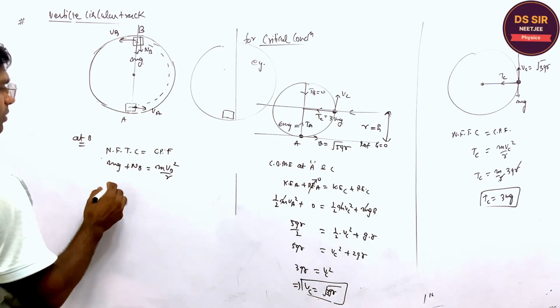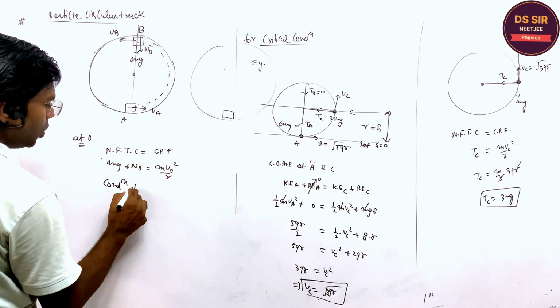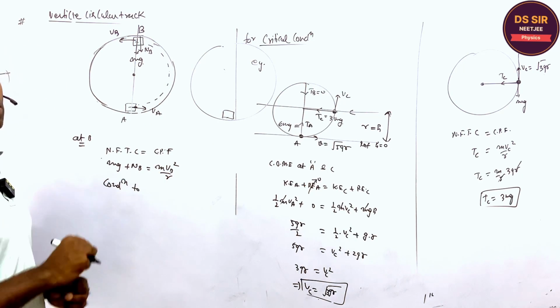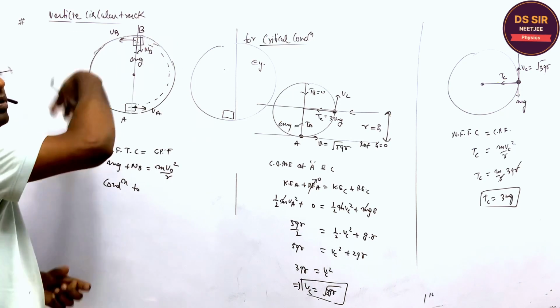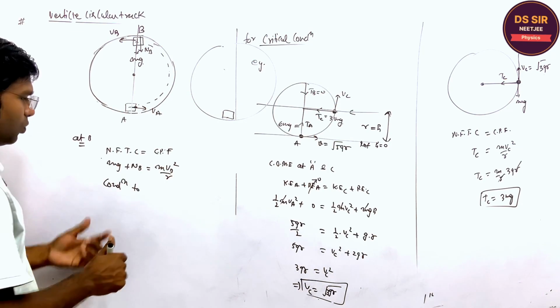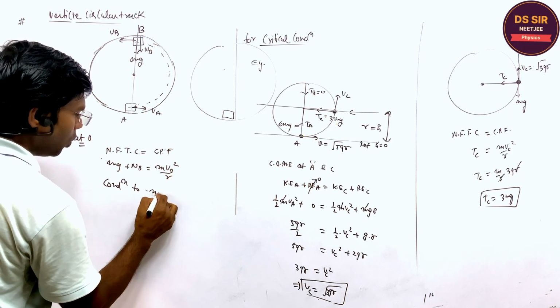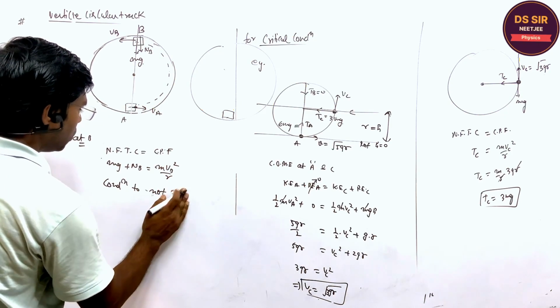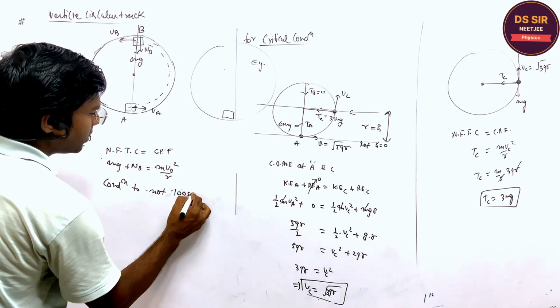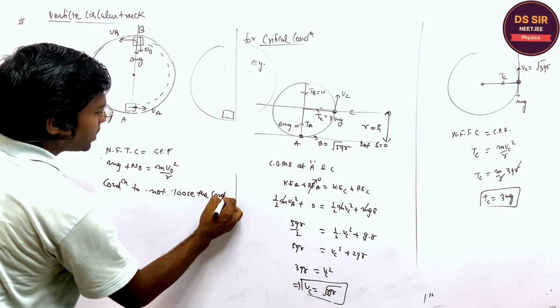What is the condition to not lose the contact, or to complete the vertical circle? What is the condition not to lose the contact? What is the condition? Varsha, any Varsha?